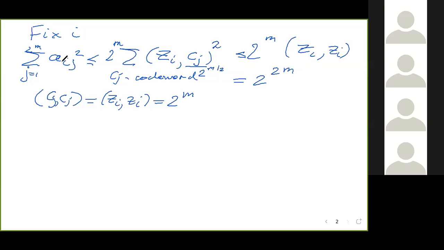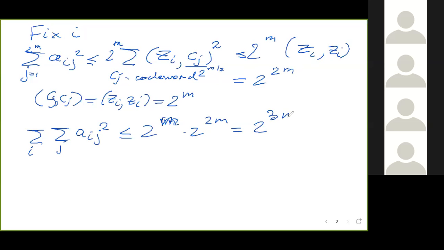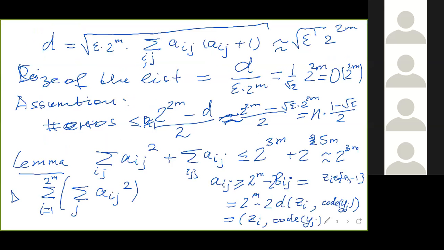And this is for fixed i. And when we sum up over all i's of this, we obtain 2 to the m times this upper bound, 2 to the 2m. So we obtain 2 to the 3m. So this was the bound for this one. So this is at most 2 to the 3m.